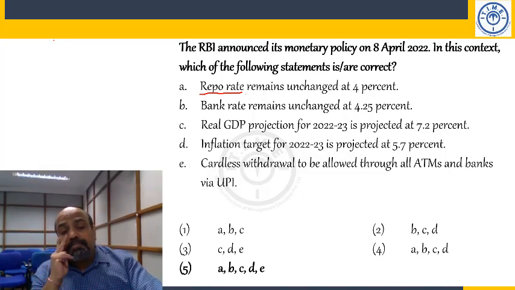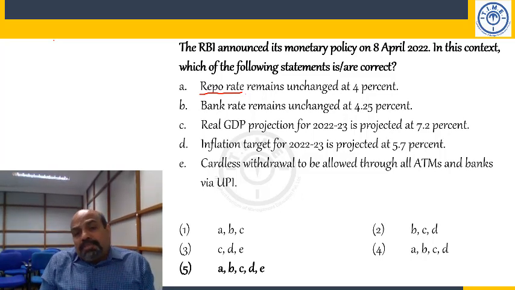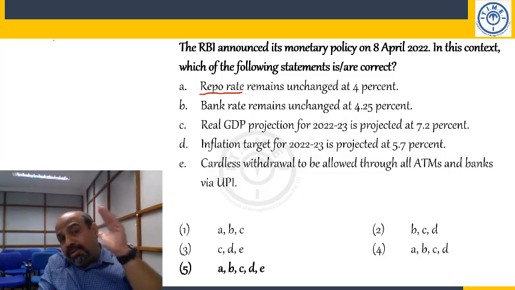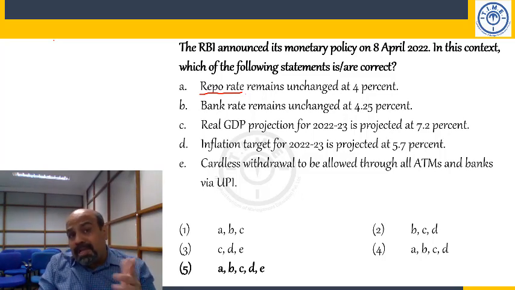Now, what is the central bank response? Everywhere in the world, major central banks, if you look at the European central bank, the American central bank, the British central bank, the Japanese central bank, they are all raising interest rates. See, India hasn't. India is a major player, but India hasn't increased interest rates.